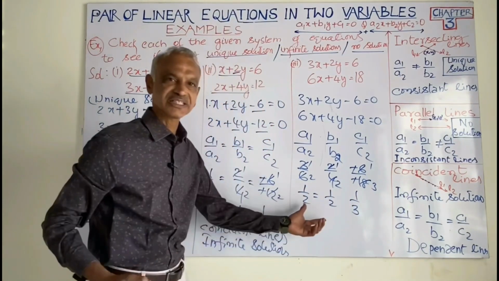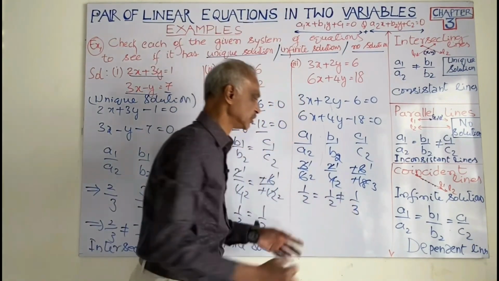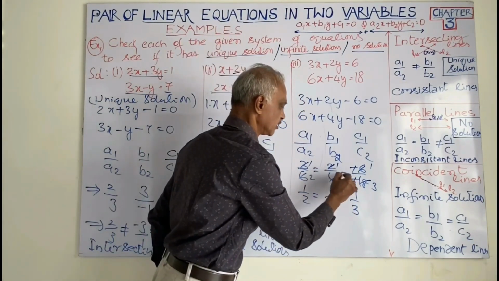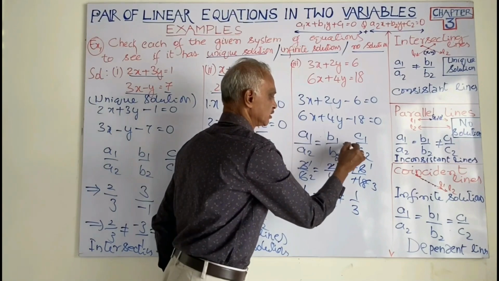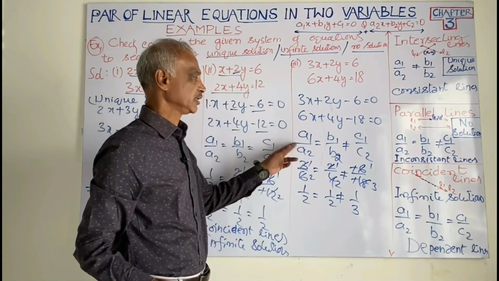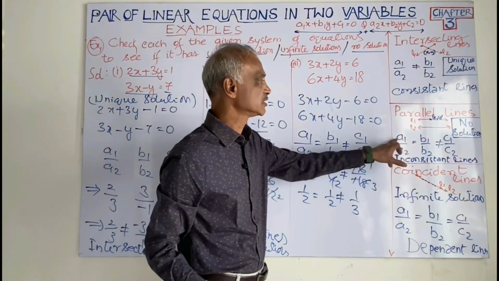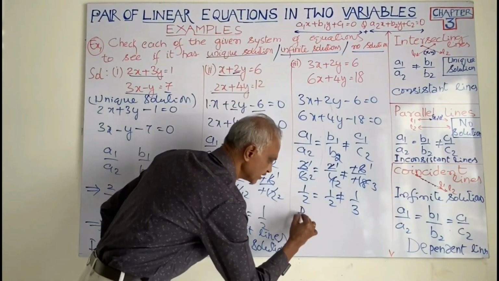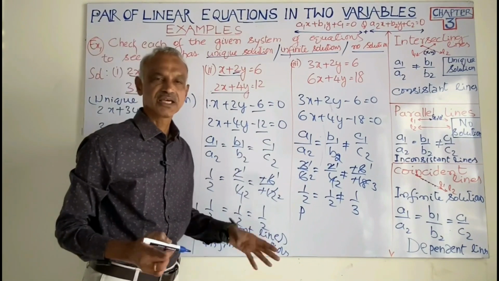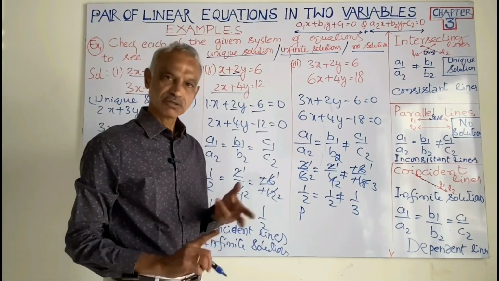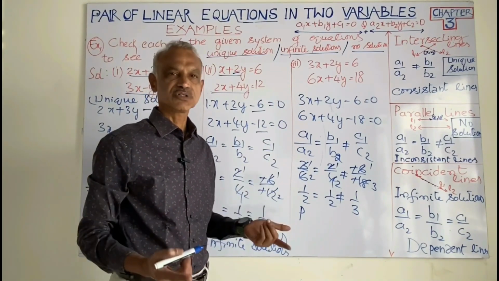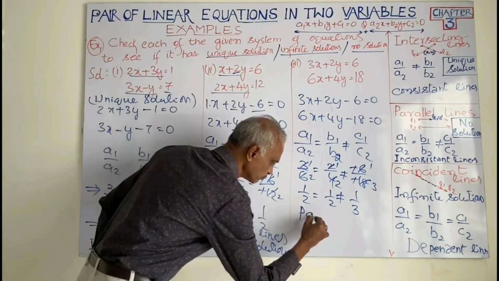They are equal to each other, and they are not equal to this one. Equal, not equal. These two are equal and not equal to C1 by C2. So they are parallel lines. You see the condition for parallel lines: A1 by A2 is equal to B1 by B2 and not equal to C1 by C2. Then they are parallel lines.